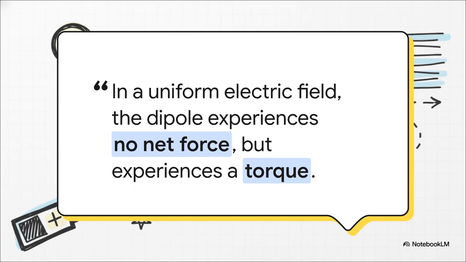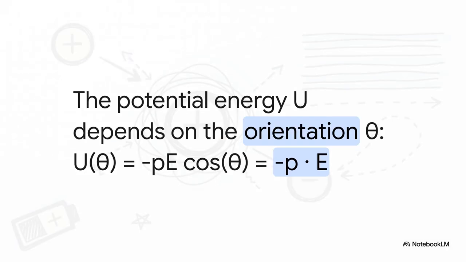Now here's the really cool part. Because the field is uniform, it pulls on the positive charge and pushes on the negative charge with forces that are exactly equal and opposite, so they cancel out perfectly. The net force is 0, which means the dipole isn't going to get yanked across the room. But, and this is a big but, these two opposing forces create a twisting effect, a torque. It tries to rotate the dipole to get it to line up perfectly with the field, kind of like a compass needle.